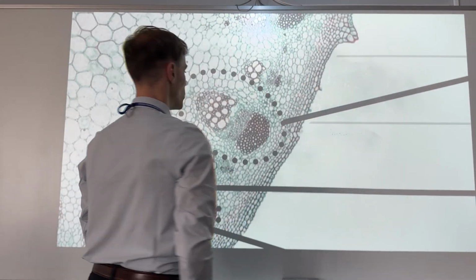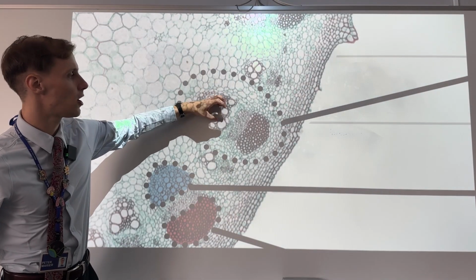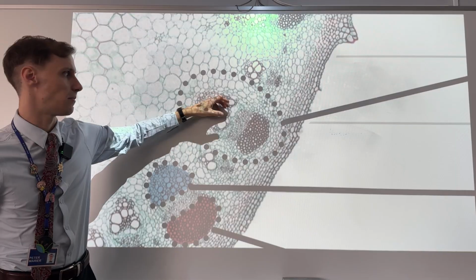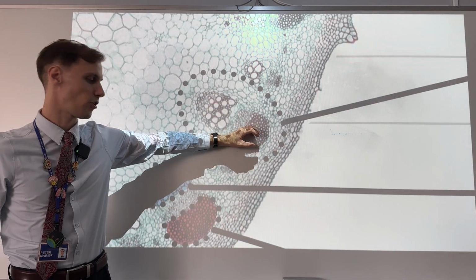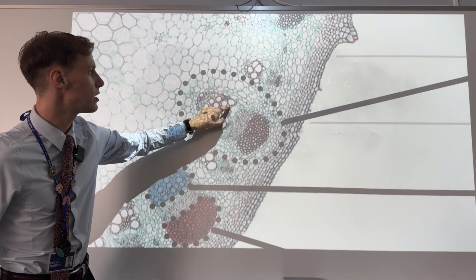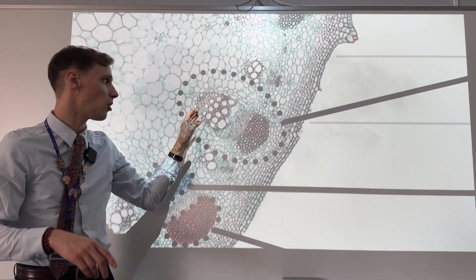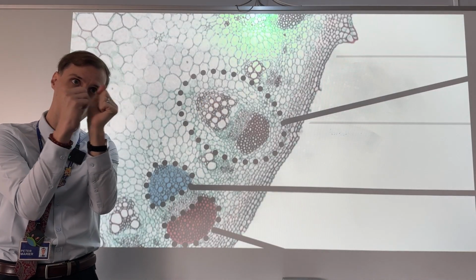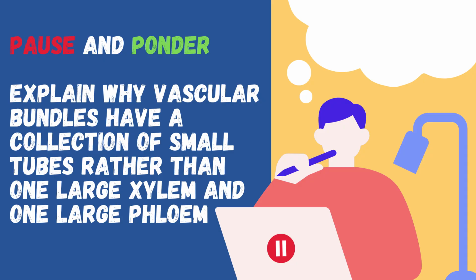Can somebody explain to me why I don't just have one large vessel here for xylem and one large vessel here for phloem? Why do I have a bunch of small tubes all very close to each other?